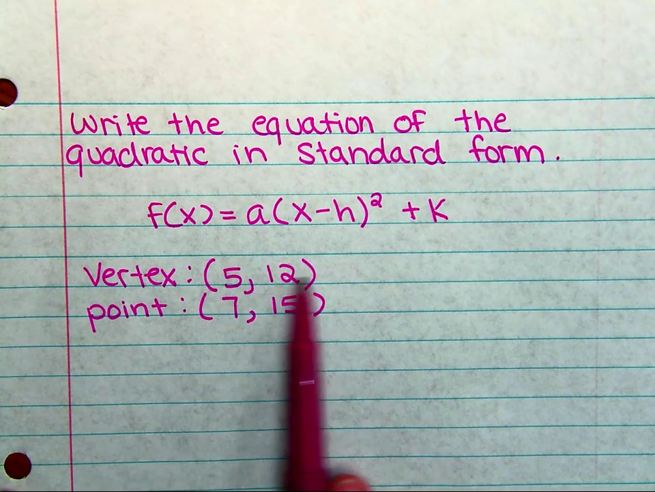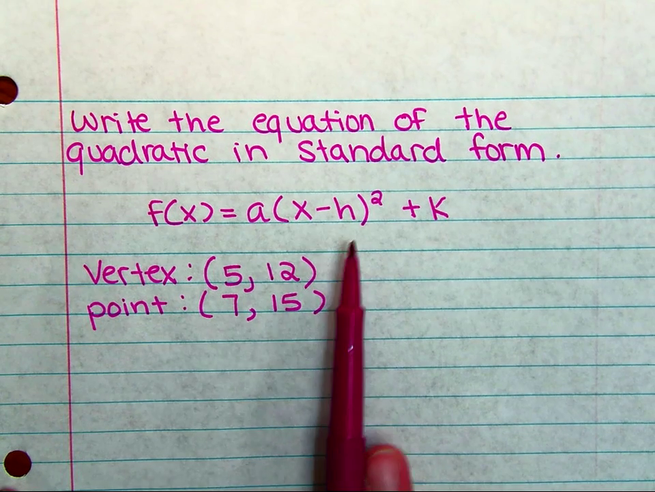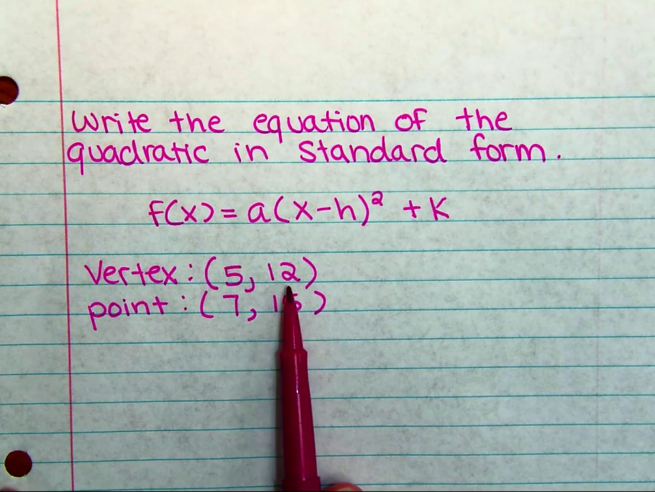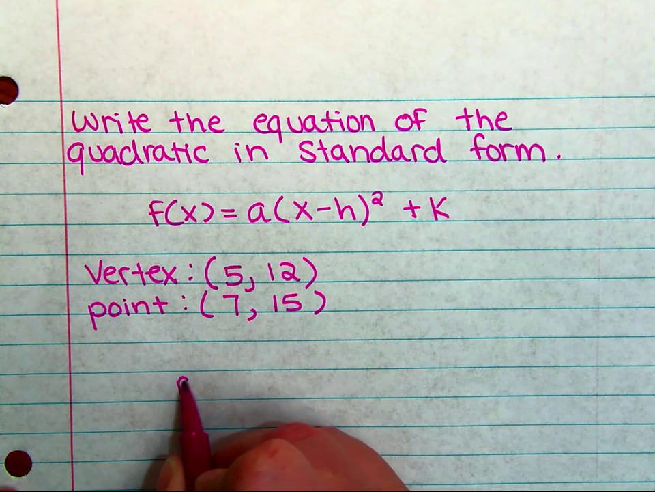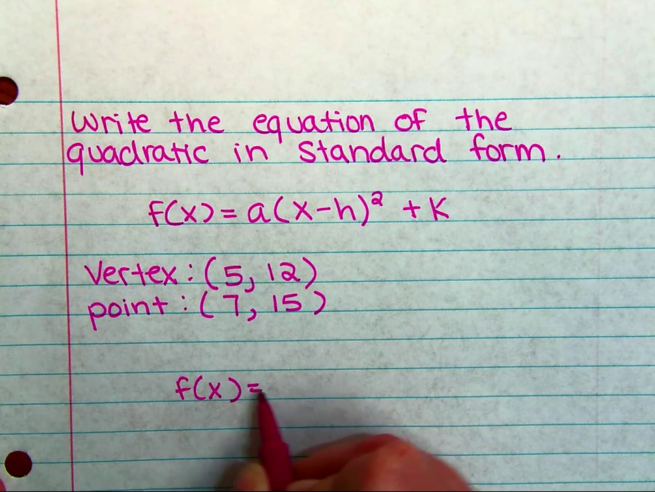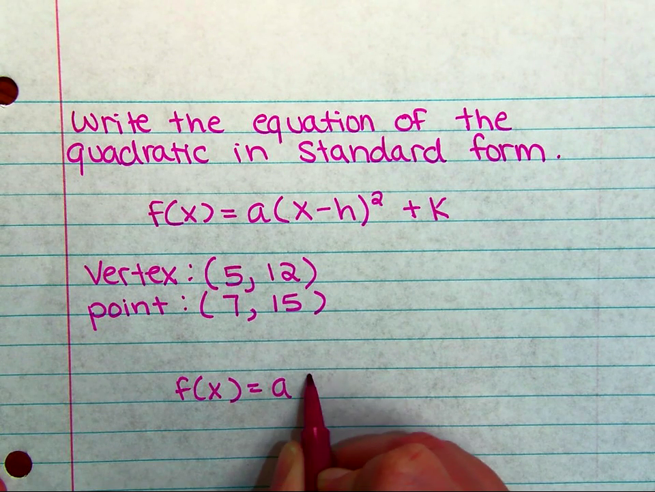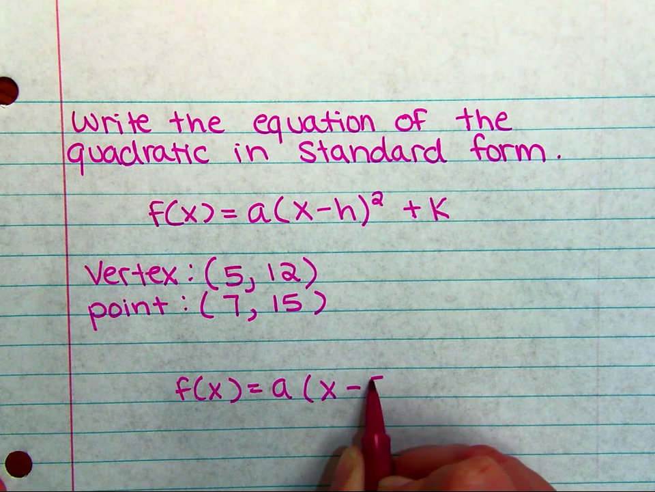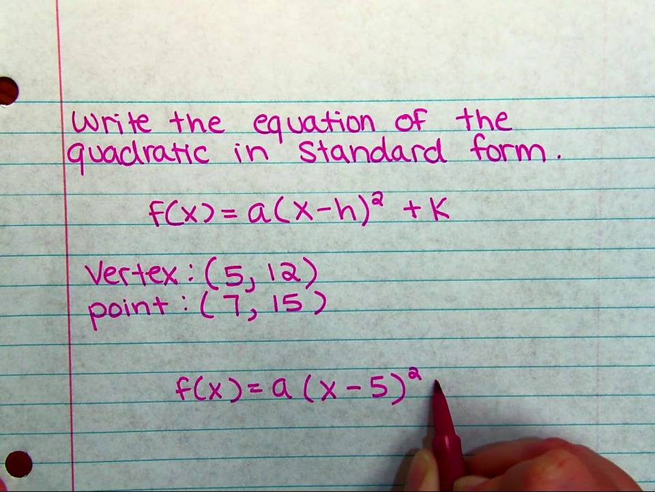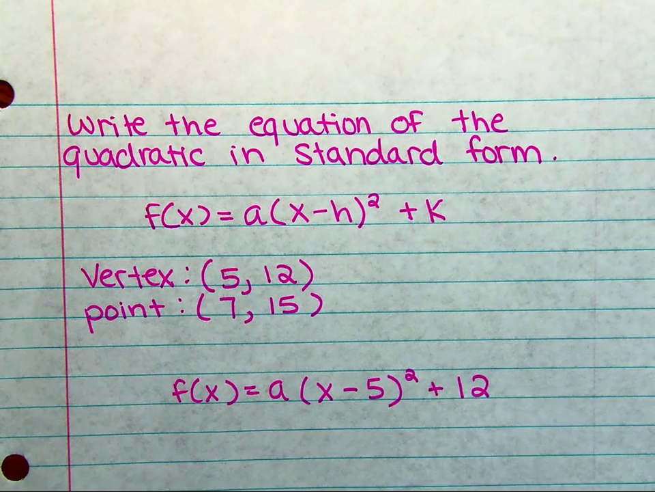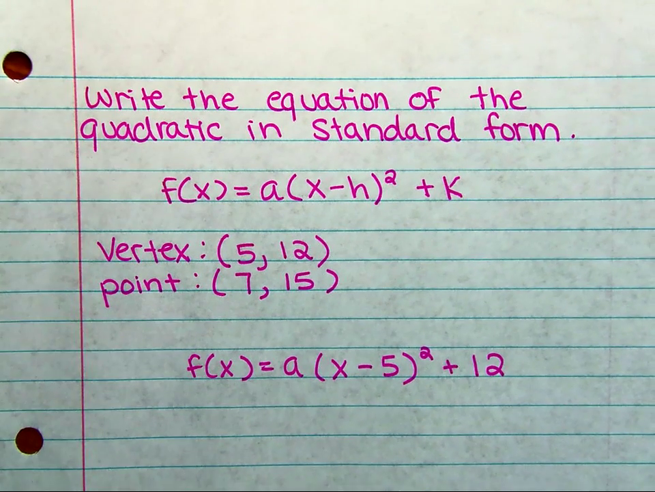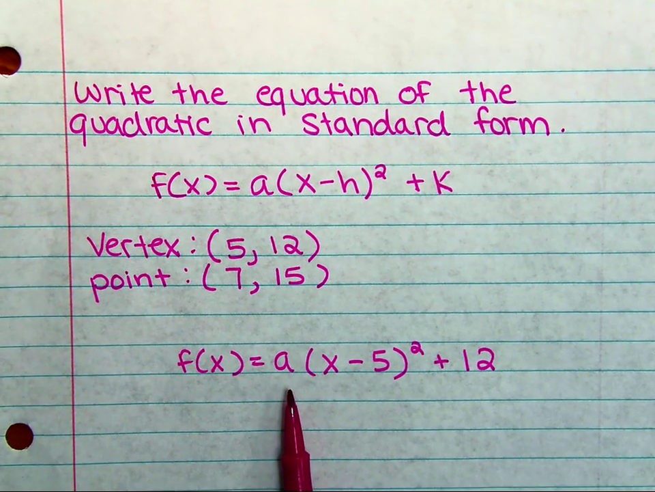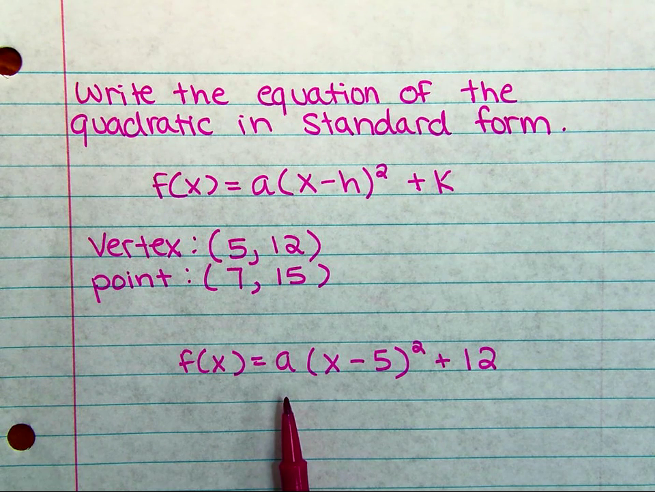So I know the vertex, which I know is h and k, so I'm going to replace h with 5, and k with 12. So I'm going to have f of x equals a(x minus 5) squared plus 12. Now, I still need to figure out what a is, because that's part of standard form.